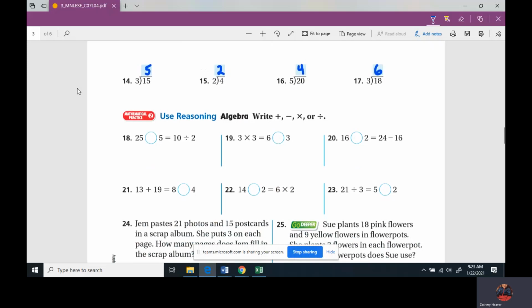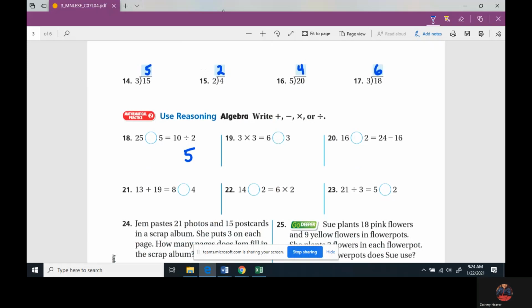All right, you're on the last row, so I'm gonna leave it up there. All right, so what we have to do at the bottom, we have to make each side equal to each other by either using plus, minus, times, or divide. So it's going to give us one side, okay? So, Peyton, what's 10 divided by 2? 5. So this side equals 5.